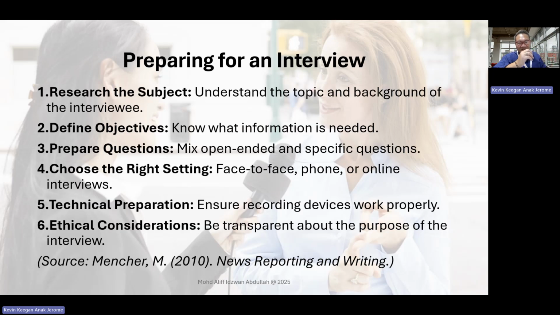And ethical consideration: be transparent about the purpose of the interview. It means that when you want to interview someone, you need to tell them the reason and what they can get out of this interview, so that the person can give you adequate information, not too much, not too little. Okay, preparing interview. Next.